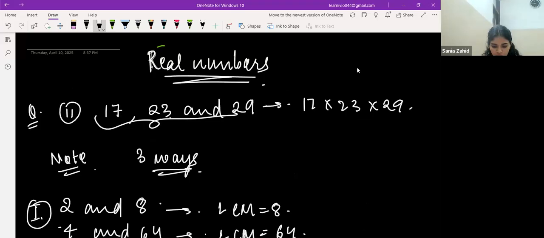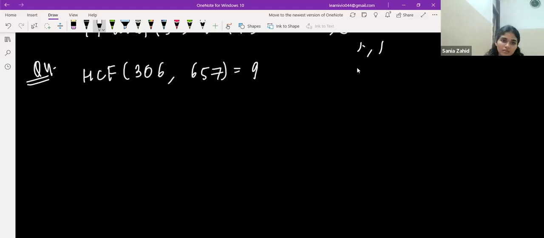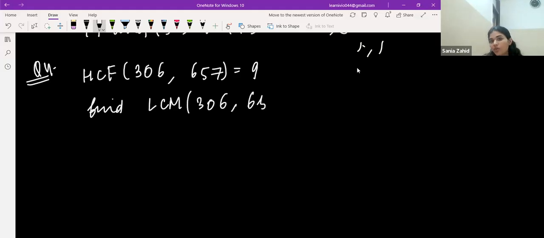Next we come to question 4. What does question 4 say? It says, given the HCF of 306 and 657 is 9, find the LCM of 306 and 657. Okay, now we studied one formula. What was that formula? If you have two numbers, then the HCF of those two numbers multiplied by the LCM is equal to the product of those two numbers. This was the formula.